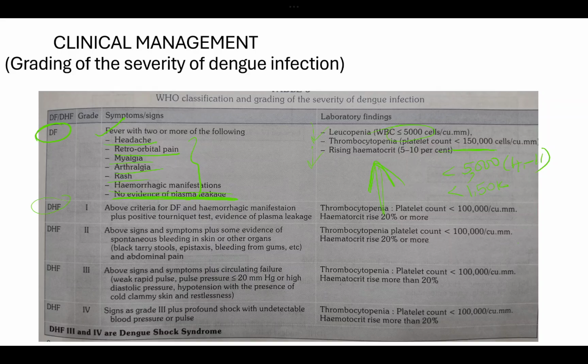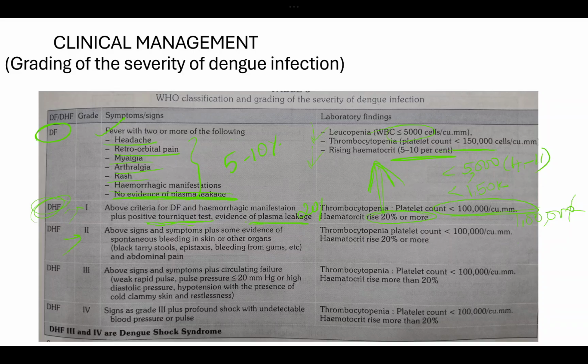Now we'll see dengue hemorrhagic fever grade 1. Above criteria for dengue fever, along with this the hemorrhagic manifestations will be positive, like a positive tourniquet test, and there will be slight evidence of plasma leakage. Thrombocytopenia, the platelet count has now come down to 1 lakh. Then you have to understand the patient is in hemorrhagic fever. Hematocrit rises by 5 to 10% here; in the next grade hematocrit rises by 20%.